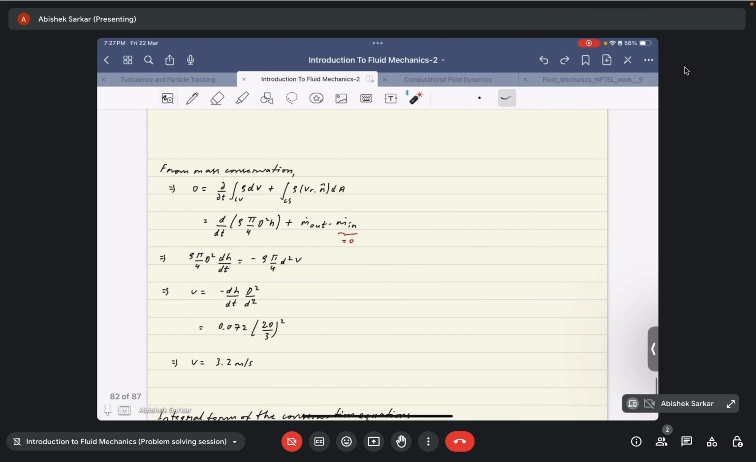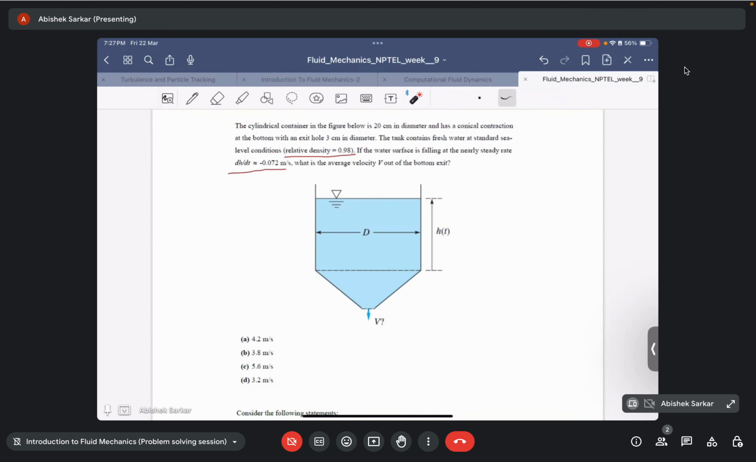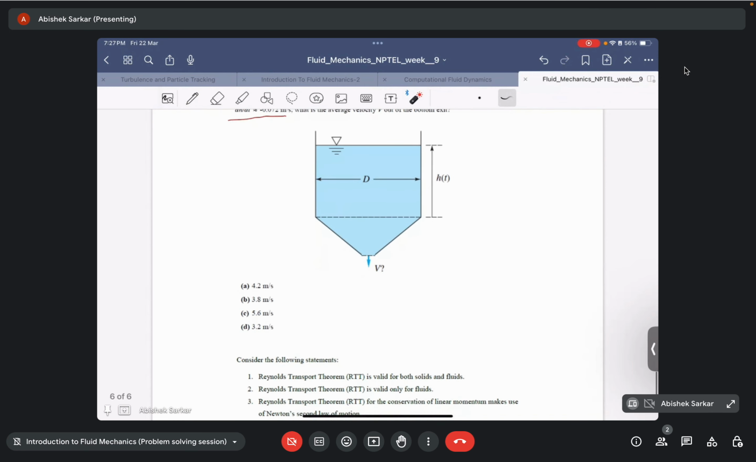Okay, now if we just rearrange the terms, we will get that v is equal to minus dS by dt into D square by small d square. Since we already know dS by dt is equal to minus 0.072, so the minus and minus sign will get cancelled out. So we will only be left with v is equal to 0.072 into (20 by 3) whole square. Okay, just the ratio of the diameters. Then we will get that v is equal to 3.2 meter per second, the velocity of the fluid out of the hole at the bottom of the tank. So if we check the options, we will get that v is equal to 3 by 2 meter per second. So the correct option is option D.